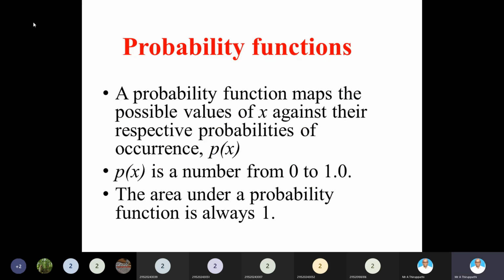Next, probability function. The possible values of x against the respective probabilities of occurrence is called P of x. P of x is a number from 0 to 1.